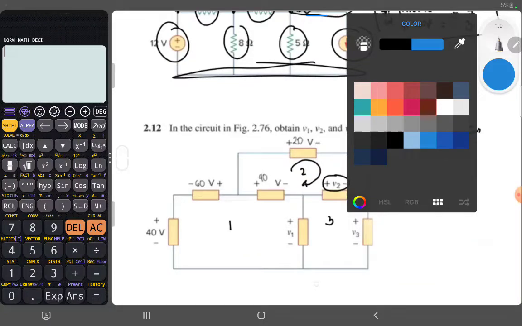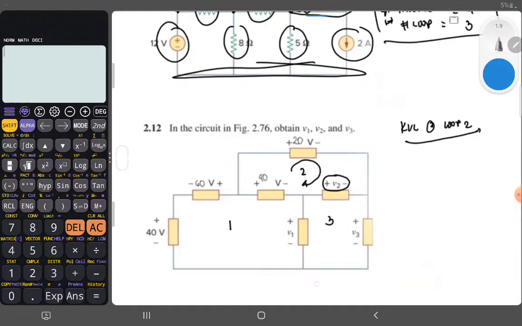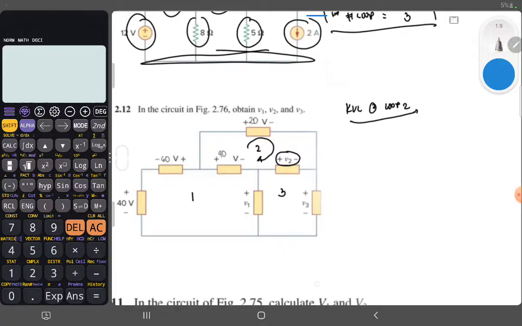So, pag sinabi natin KVL at loop 2, dito tayo. Okay? So, pag ikot, tignan natin kung saan pupunta yung ikutan natin. So, yung arrowhead natin, papasok sa negative 40. And then, papasok sa positive 20. And then, papasok sa negative V2. Equals 0. From here, pwede kong sabihin that my V2 is equal to negative 40 plus 20, which is equal to negative 20. This is my V2.